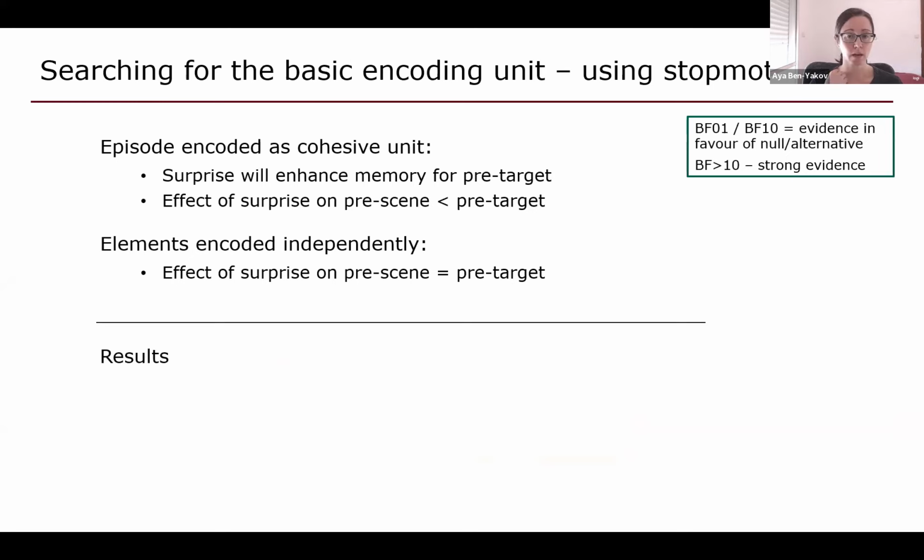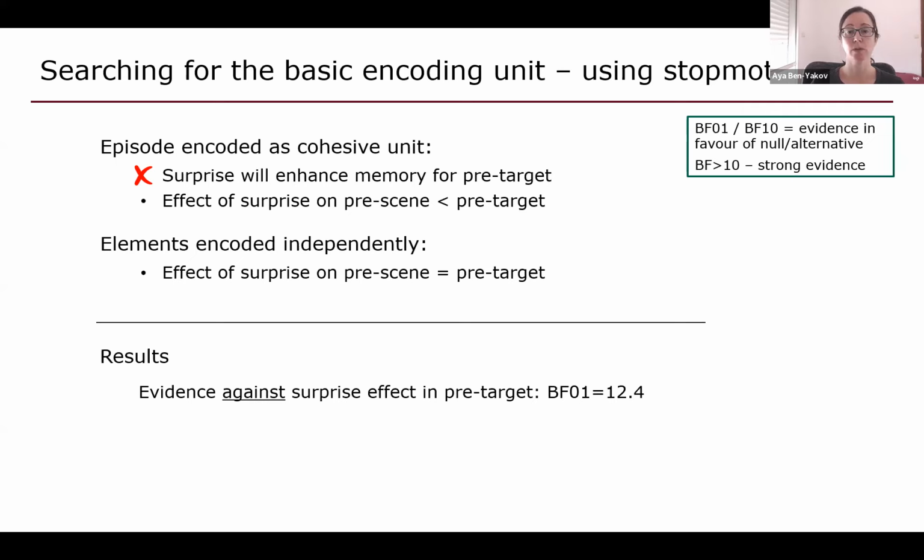And first, just in terms of interpreting the results, this was run using Bayesian analysis. So where it says BF01, that's evidence in favor of the null. BF10 is evidence in favor of the alternative. And anything from 10 and above is considered strong evidence. So first, we find evidence against an effect of surprise for pre-target actions. So there's no enhancement for pre-target.